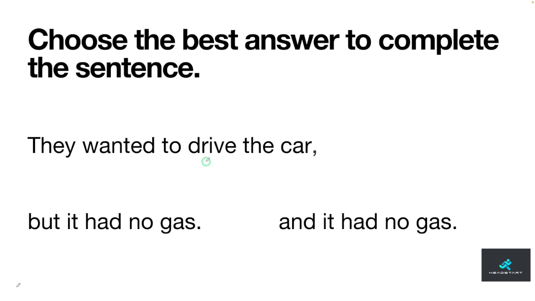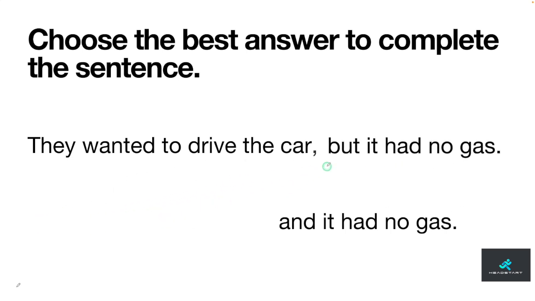All right, let's choose the best answer to complete the sentence. They wanted to drive the car, but it had no gas, or and it had no gas. Which is the best answer? No gas. So that sounds like something contrasting, something different. So I think it's probably this one, but it had no gas. It's definitely but. They wanted to drive the car, but it had no gas, so they couldn't drive the car. Yes, you cannot say and it had no gas, because and is for something that's similar.